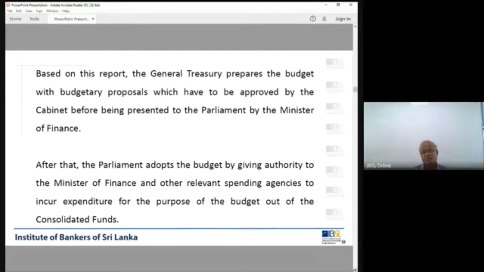The central bank is also a stakeholder, along with other stakeholders. The Ministry of Finance collects and prepares the budget, which is first approved by the cabinet. Next, the necessary requirement is to get the parliament's approval. Generally, if the government has the majority, the budget is definitely approved. But in some cases, the budget can be defeated.